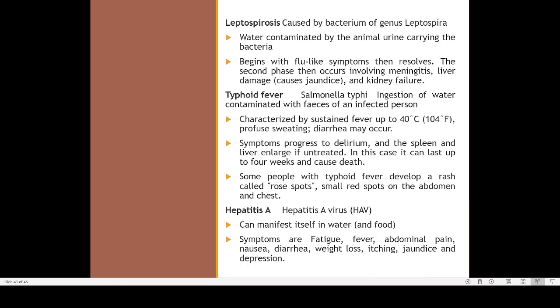Now, water contaminated by animal urine carries the bacteria. So that is how the bacteria can be transmitted. It begins with flu-like symptoms, then slowly resolves. But a second phase then occurs involving meningitis, liver damage, and kidney failure. So that is the problem with leptospirosis. In the case of leptospirosis, sometimes it can lead to a very dangerous situation, which is usually caused by high fever. So in this case, there will be meningitis.